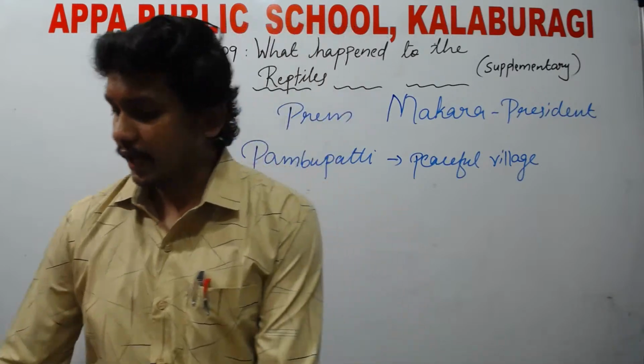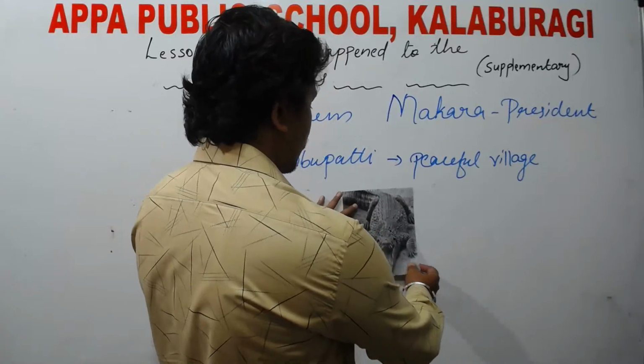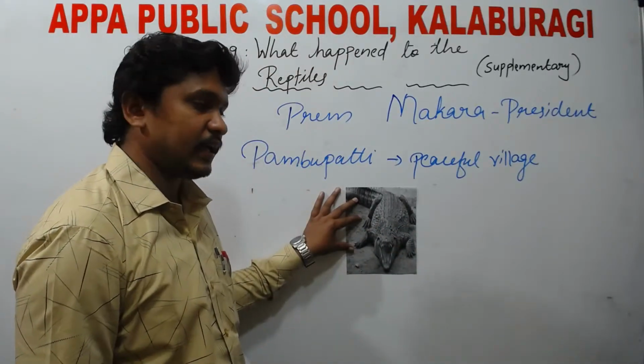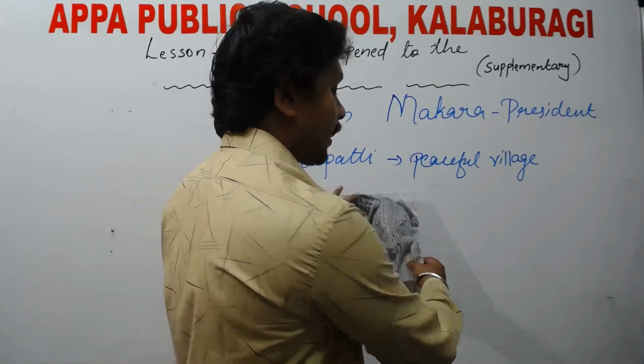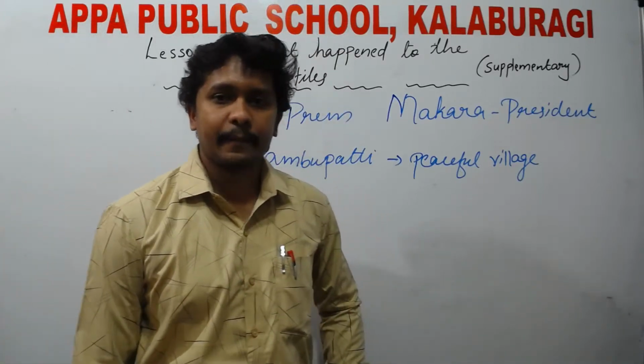So I will show the picture of Makara. This is Makara, the biggest crocodile. He is the biggest crocodile and he is the president of the meeting. So one day, what happened? The president called a meeting.